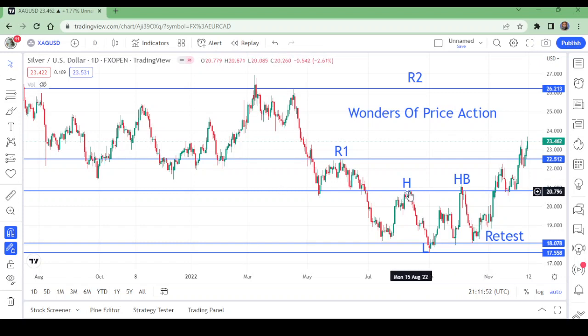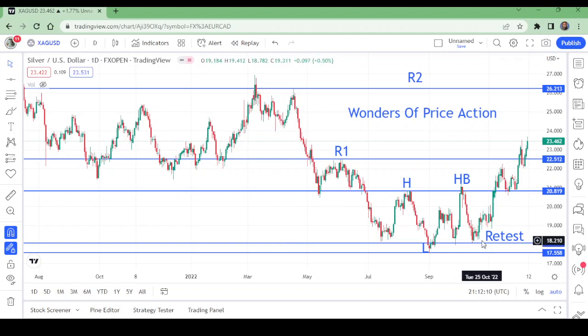This was the previous high of the market. This was the low of the market. The market went up and broke this high. After breaking this high, it came downward and retested here and created a support.